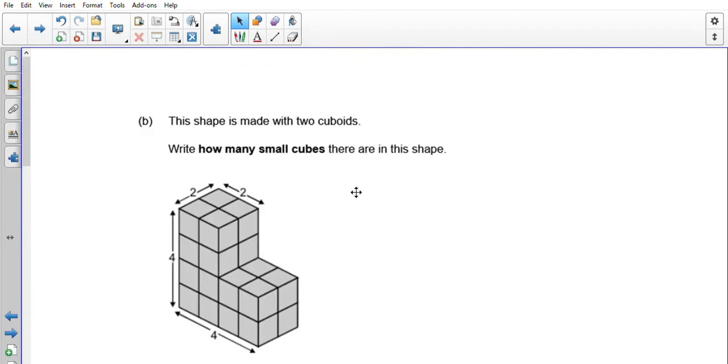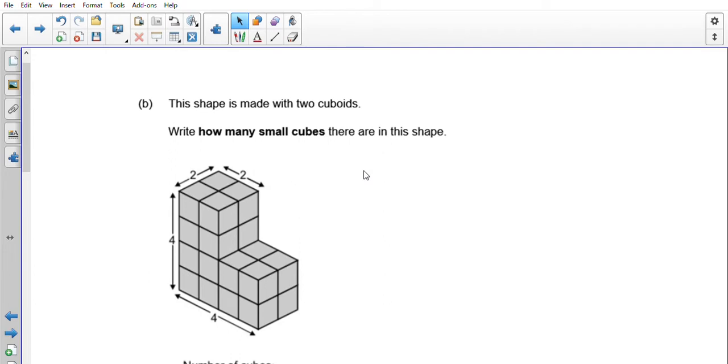And then we have B, which is the next part of this. The shape is made with 2 cuboids. How many small cubes are there in this shape? What I would do here is split this, and you can choose where you split it. You can split out the top from the bottom, or you can look at it the other way and split it down here and split this section off. Either way you're going to get the same answer.